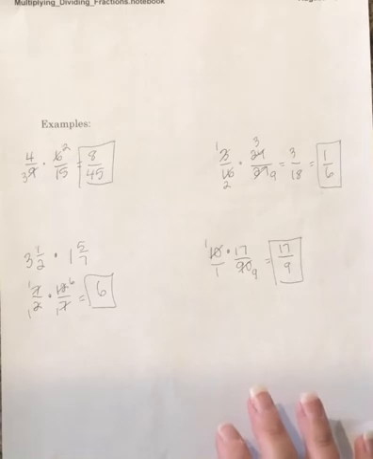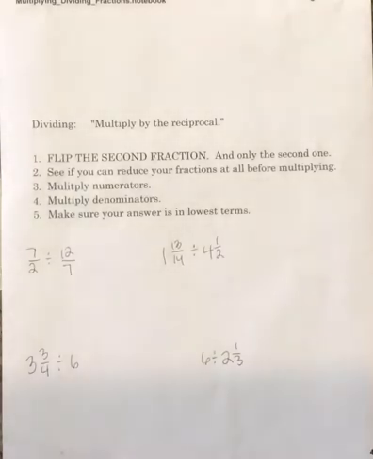Let's get to dividing. So dividing just has a rule that is called multiply by the reciprocal. Basically, that just means change the division to multiplication and then flip the second fraction. Once you do that, you are following all the same steps as multiplication. And again, with division, you have to change all mixed numbers to improper fractions.